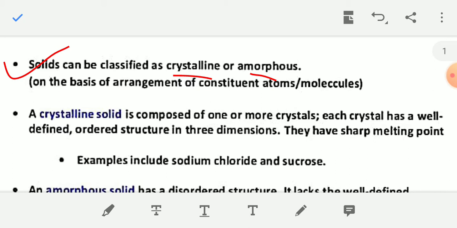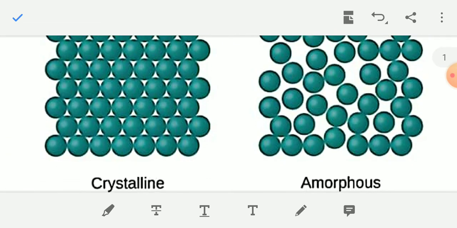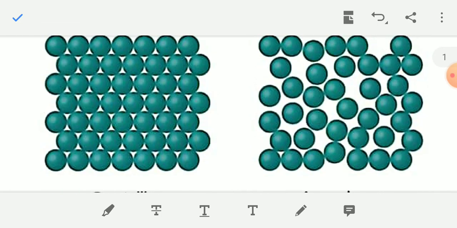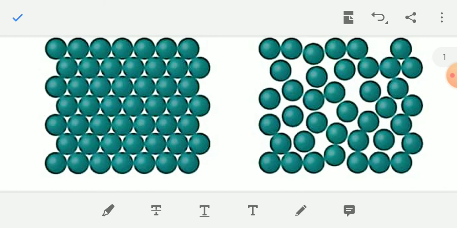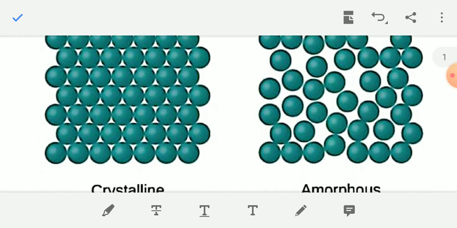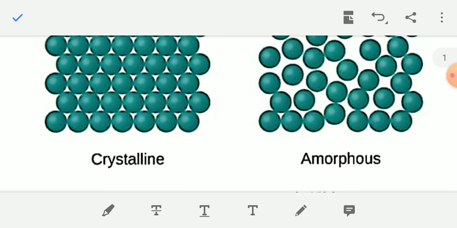Okay, so in crystalline solid, first see this picture. The first one is crystalline solid and the second one is amorphous solid. It is clear from this picture that in crystalline solid, the particles are very regularly arranged. But in amorphous solid, the particles are not regularly arranged. They are disorderly arranged in amorphous solid.